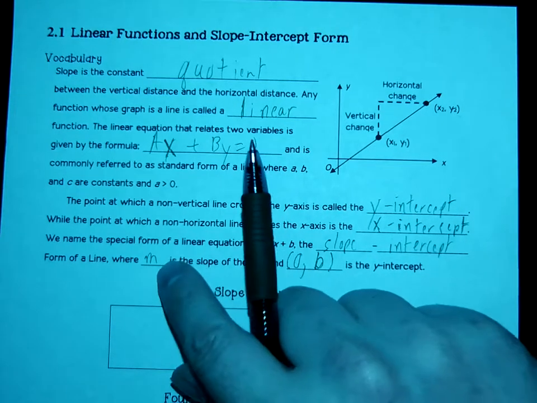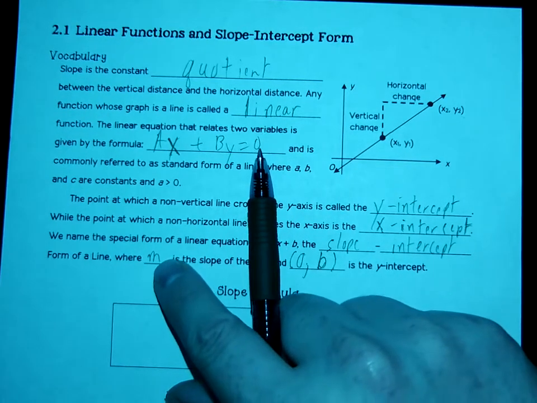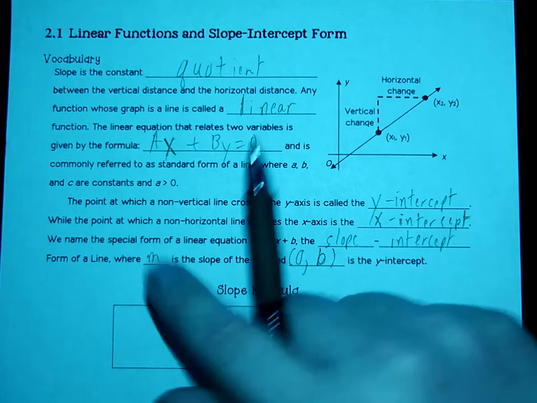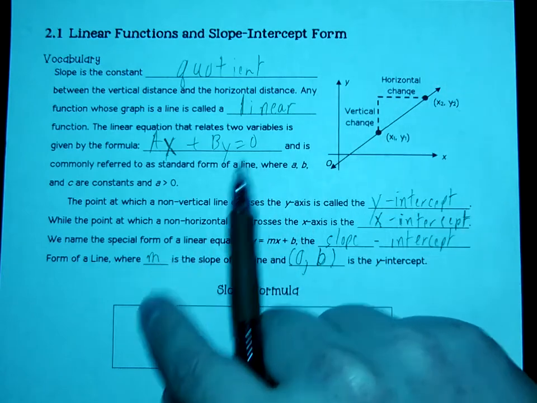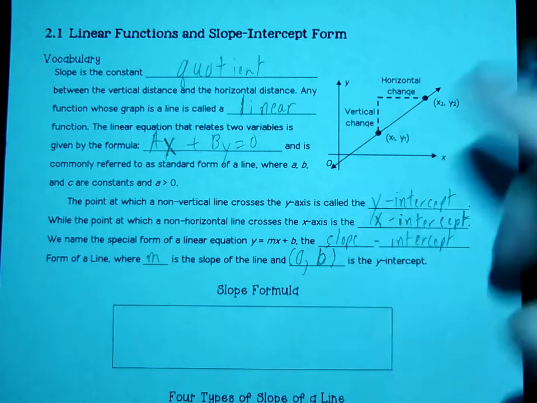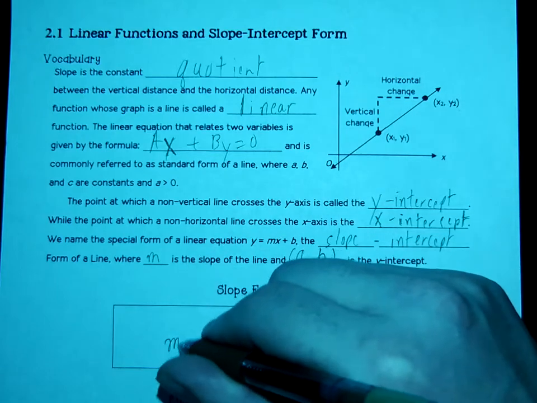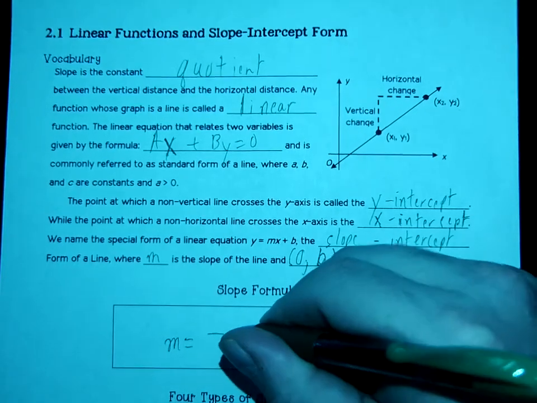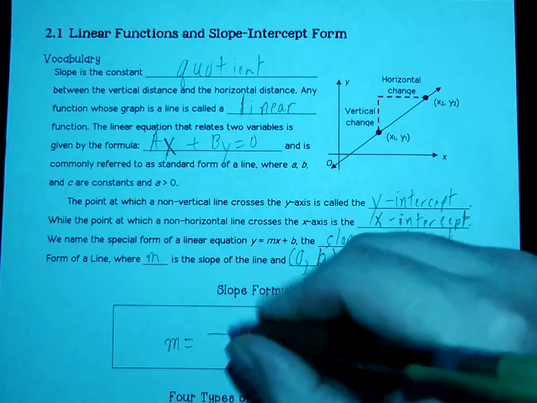And m, again, can always be written as a fraction unless it happens to be a 0, in which case 0 is just 0, it's not over 0. But m can always be written as changing y over changing x. So that's what we have underneath. The slope formula: the slope, which is m, is equal to the difference in the y's goes in the top, the difference in the x's in the bottom.